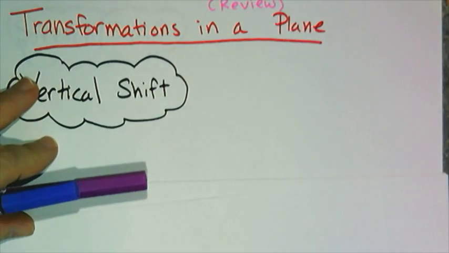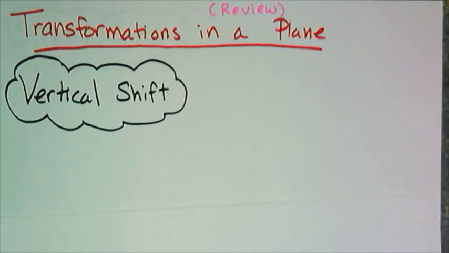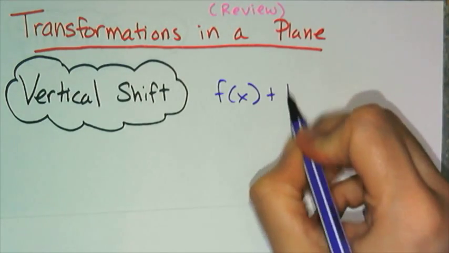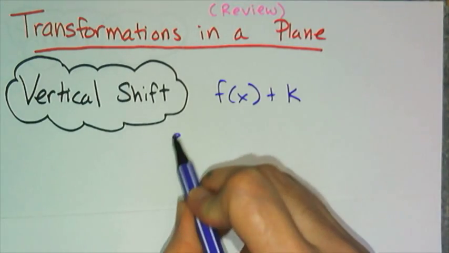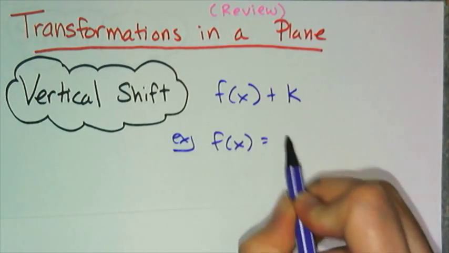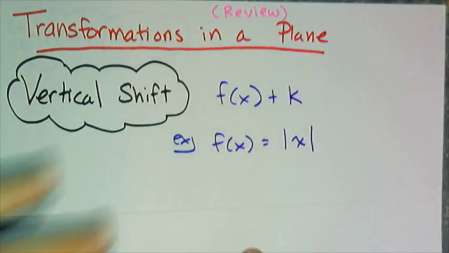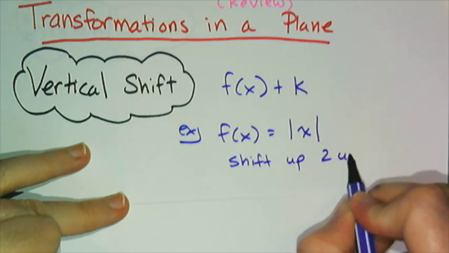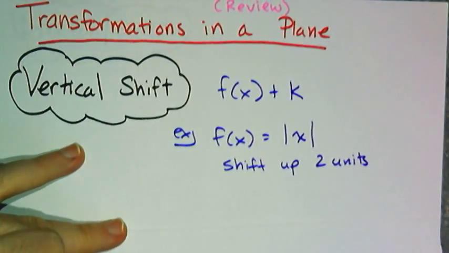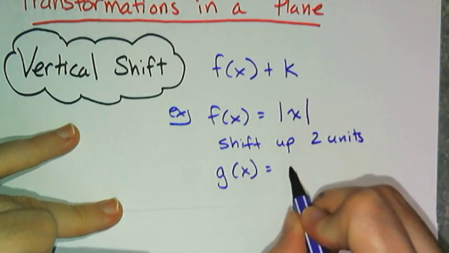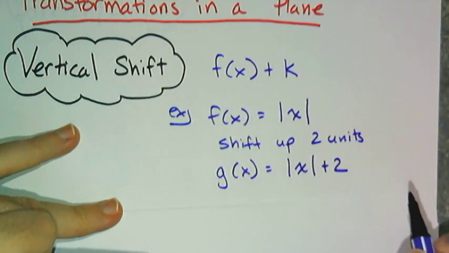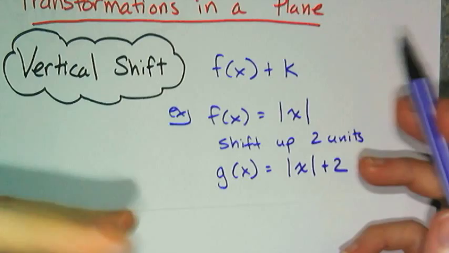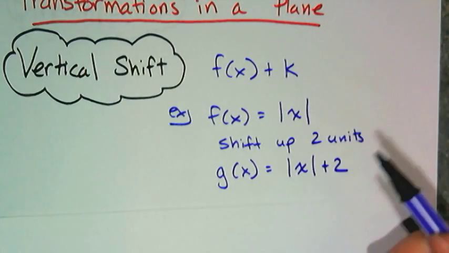So if I want to shift a function up or down, I have to take the function itself and then add some value to it. So for example, if f of x is equal to the absolute value of x, then a shift up 2 units is going to be g of x equals the absolute value of x plus 2. All right? So I have to add to move it up, and if k is negative, it turns into a subtraction and moves down.